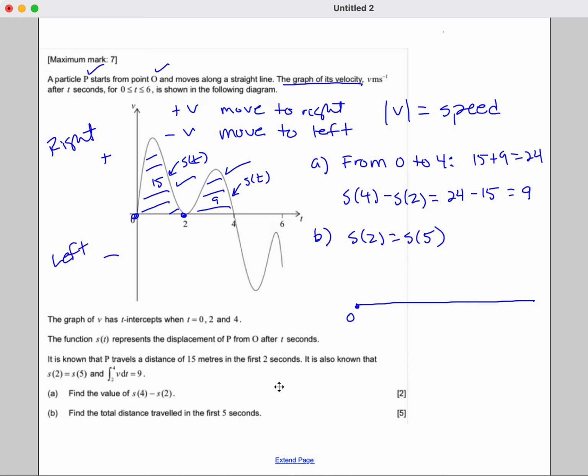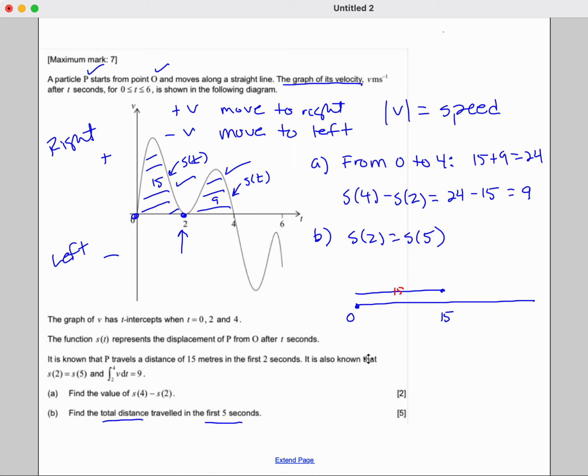Okay. So, find the total distance traveled in the first 5 seconds. Well, we got to look at a couple things here. We know that from 0 to 2, it goes 15 meters to the right. We're going to stop it here, and it's at 15 meters. And down here, I'm just going to keep track. This guy traveled 15 meters, right?